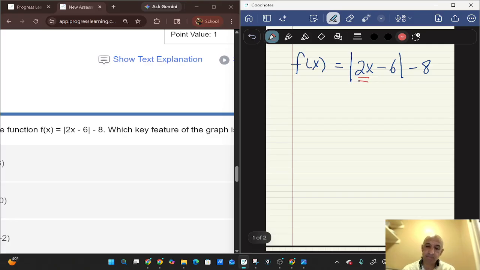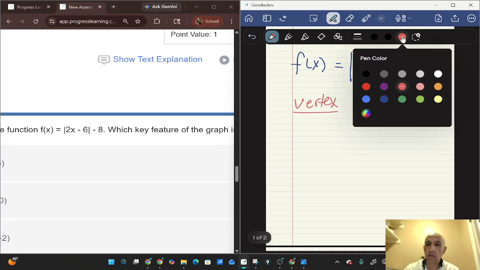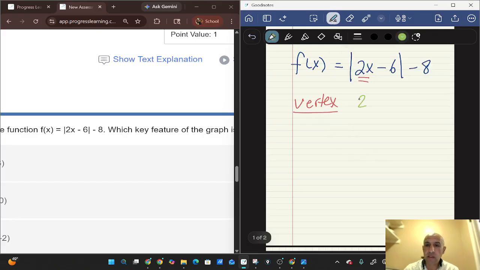So I expect from you to watch the video for the question number 2 first, so you know exactly what I was talking about. Okay, so now let us find the vertex. For the vertex, we need to take the 2x minus 6 equal to 0. And now we need to find the value of x.